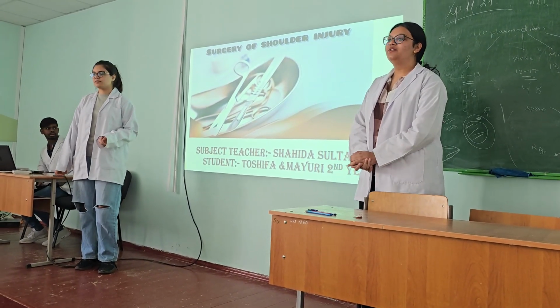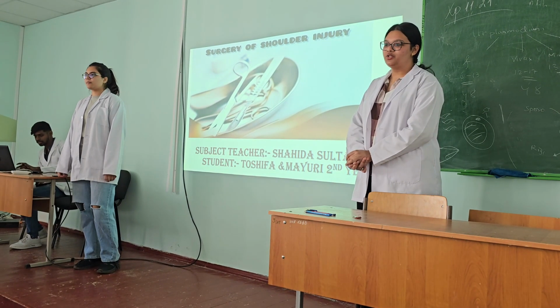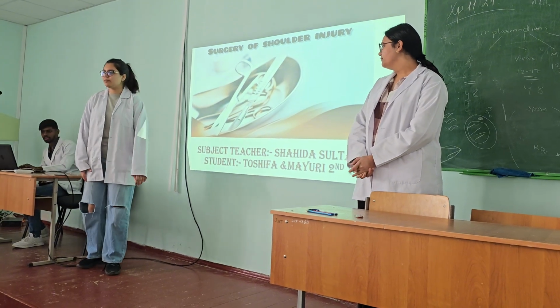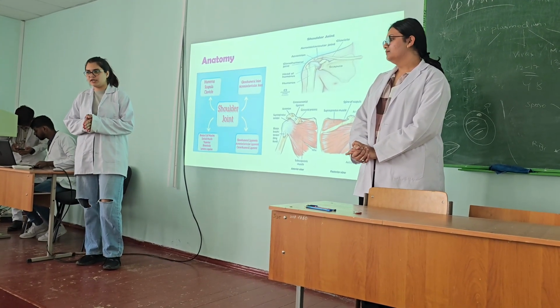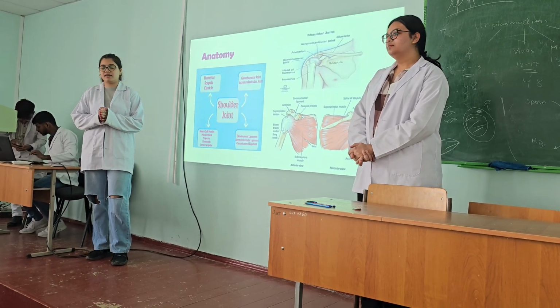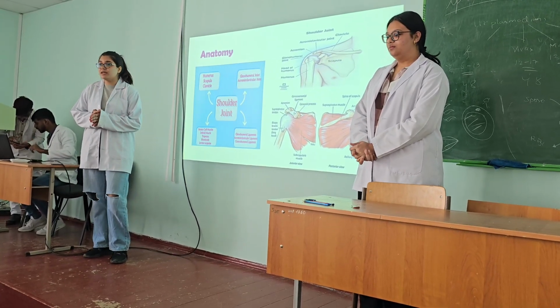This is Toshifa, and today we are going to discuss surgery of the shoulder joint. Let's start with anatomy. In the shoulder joint, there are two joints, acromioclavicular and glenohumeral, which is formed mainly by the clavicle, scapula and humerus.